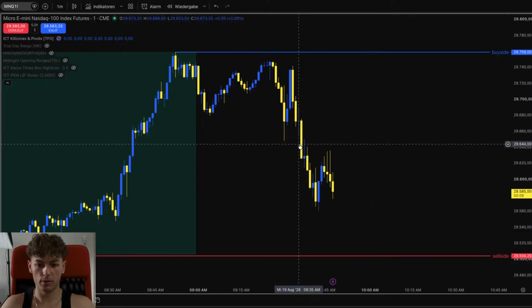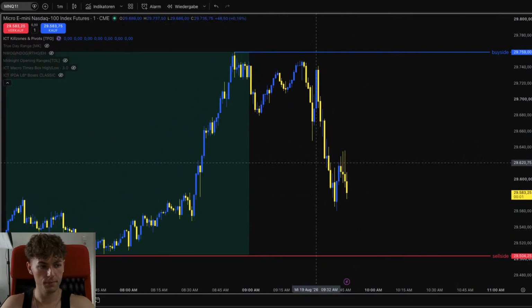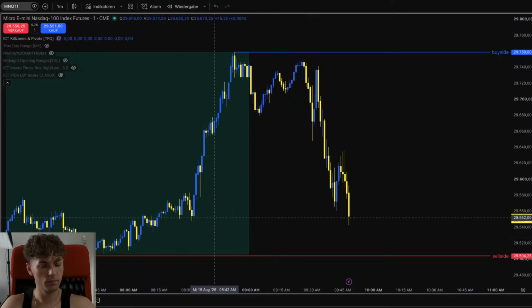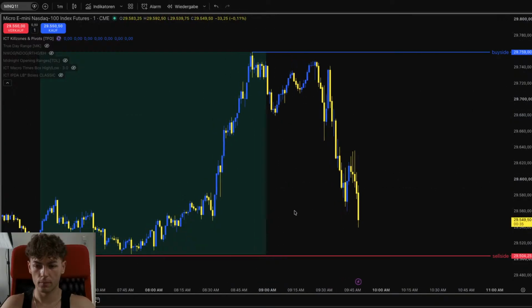First present fair value gap actually has not formed yet. This is many times indicative for manipulation. Okay, so 8:30 low taken.